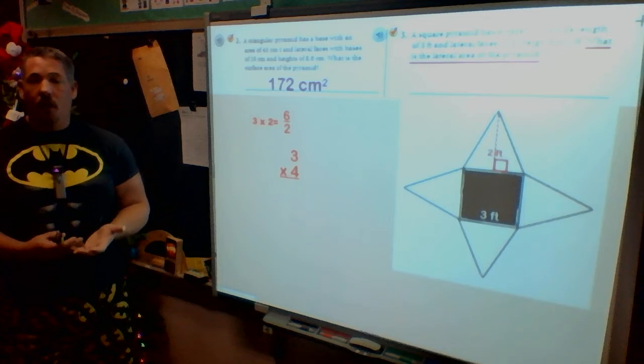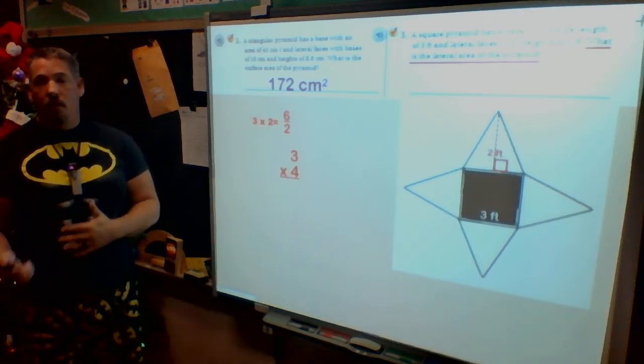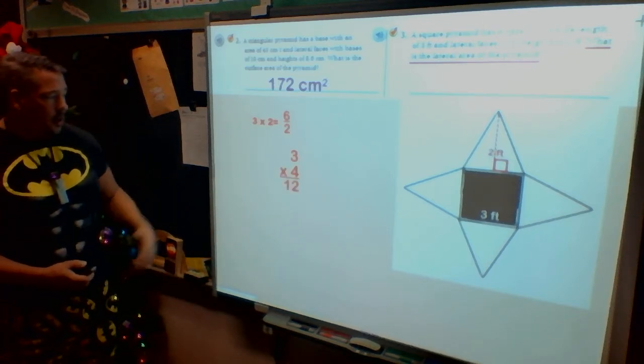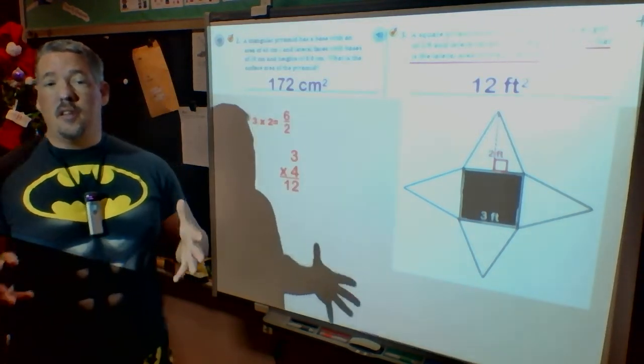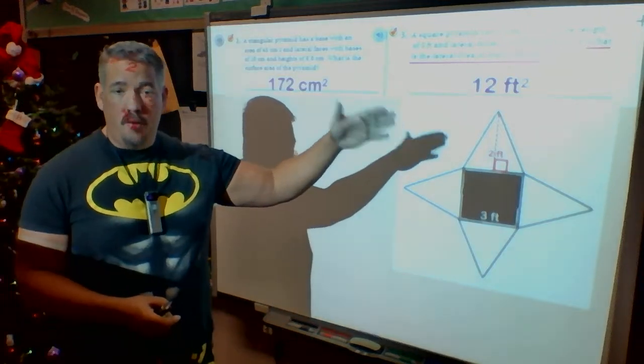How many triangles are there? There are 4. So 3 times 4, doing basic math here, is going to be 12. So I know my lateral area, the side that stands up from the pyramid, is just 12 square feet.